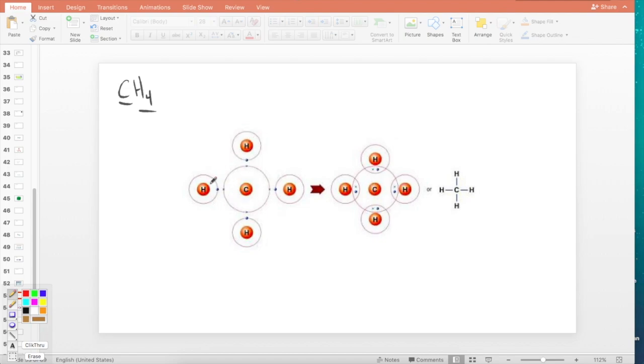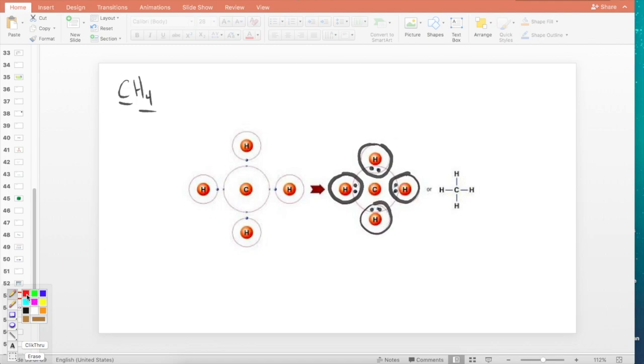So each hydrogen brings 1 valence electron. Each carbon brings 4 valence electrons. You can figure that out by looking on the periodic table. And by sharing them, you can see that this hydrogen has 2 electrons. This hydrogen has 2 electrons. This hydrogen, indeed, has 2 electrons. This one has 2 electrons. So those hydrogens are happy.